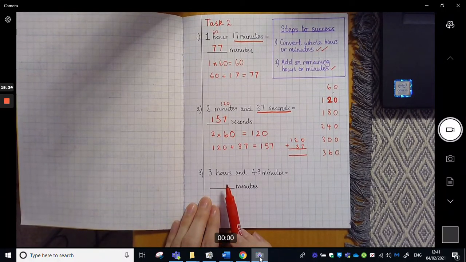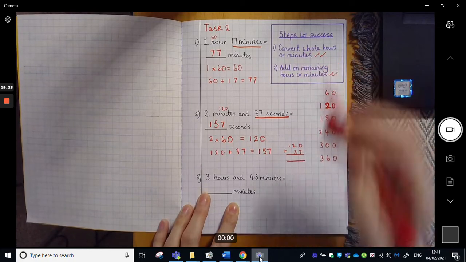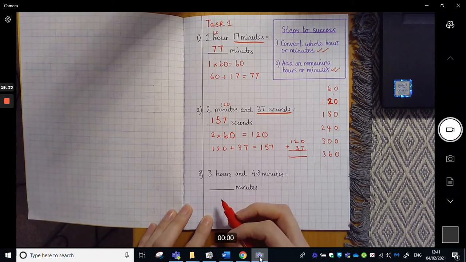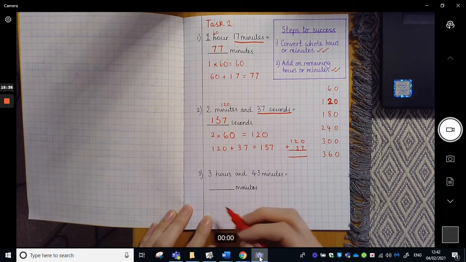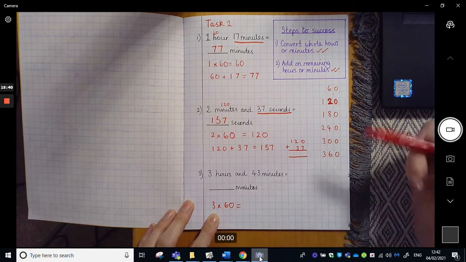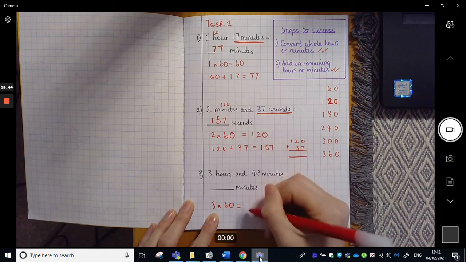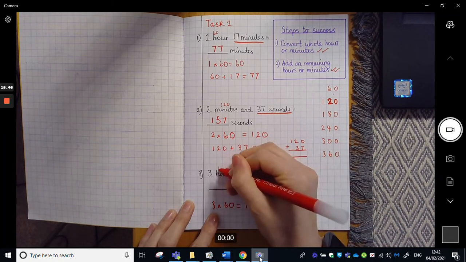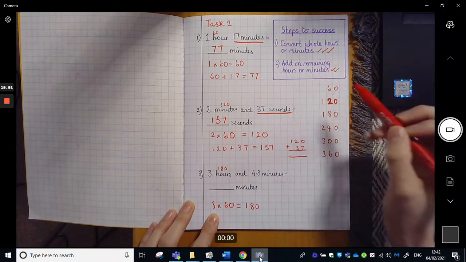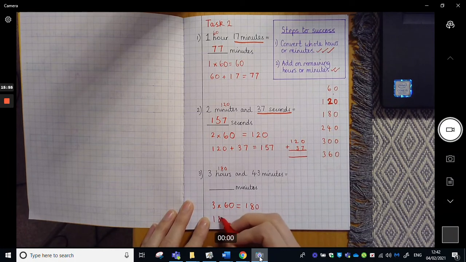Okay, let's do one more example of this one. So first step that I need to do is convert my whole hours. So 3 hours, think in your head what calculation I'm going to be doing. I need to do 3 times 60 first. Good, so 3 times 60, 6, 12, 18, or I can use this to help me, 1, 2, 3. So that is 180. Now I need to add on my remaining minutes. So I need to do 180 add 43.